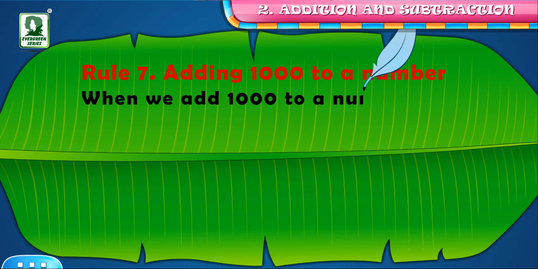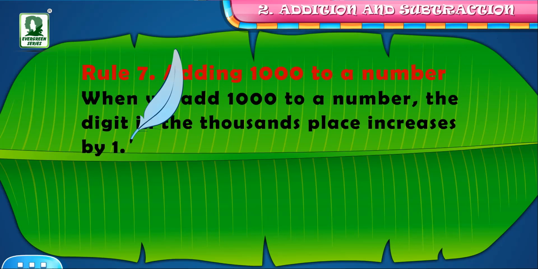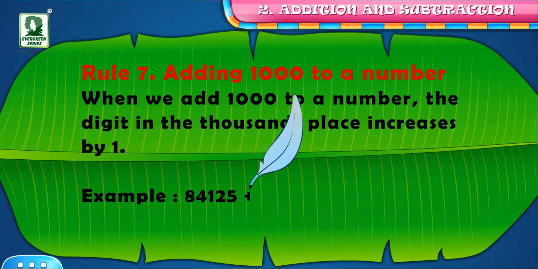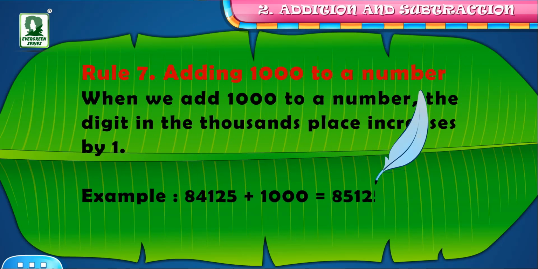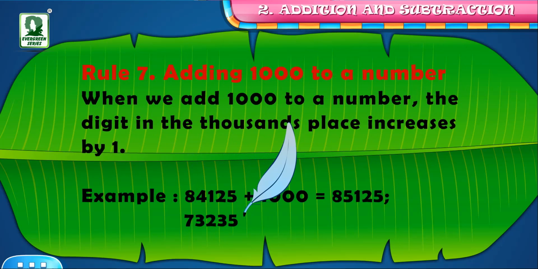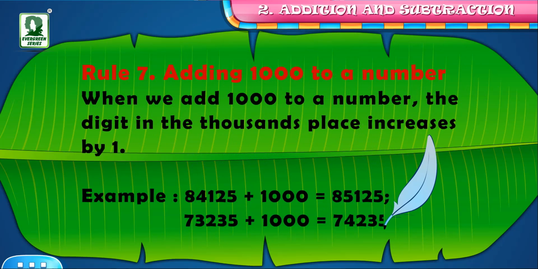Rule 7. Adding 1,000 to a number. When we add 1,000 to a number, the digit in the thousands place increases by 1. As for example, 84,125 plus 1,000 is equal to 85,125. 73,235 plus 1,000 is equal to 74,235.